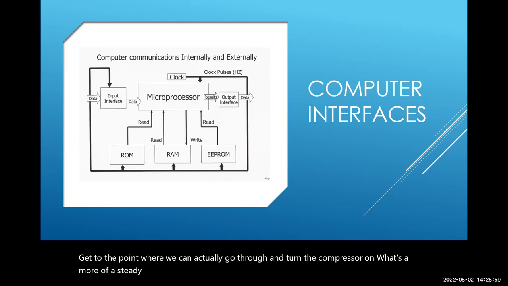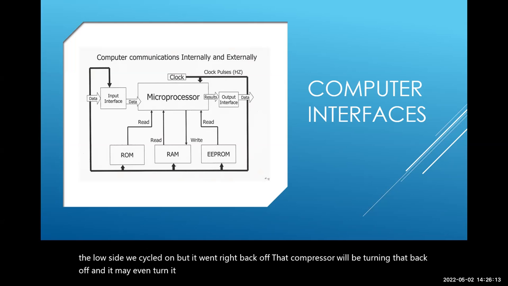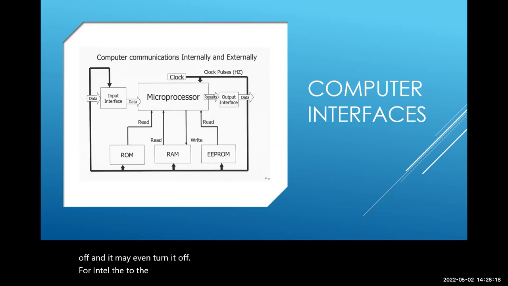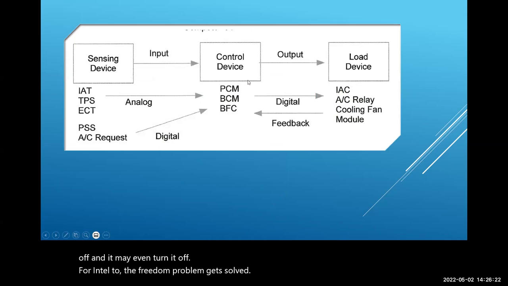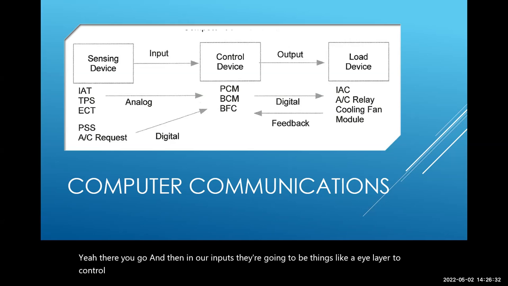The other thing is, if it sees that the refrigerant level is low, we have the low side, we cycle it on, but it went right back off. The compressor will keep turning that back off, and it may even turn it off until the freon problem gets solved. There you go. And then in our inputs, there are going to be things like an A/C control, a TPS, and engine control.